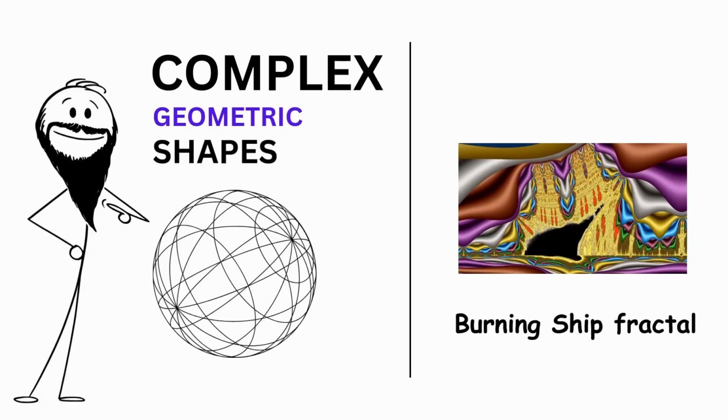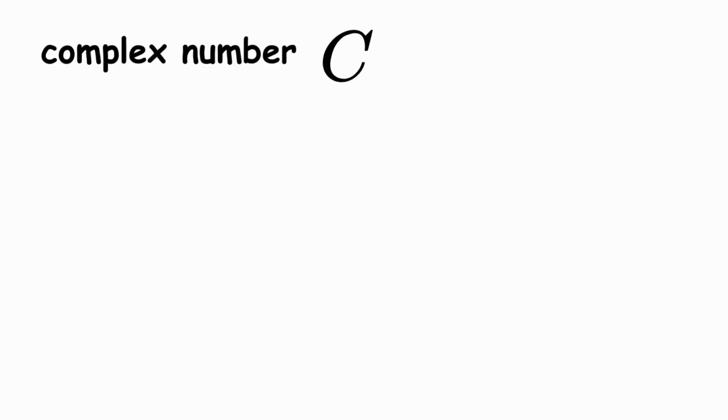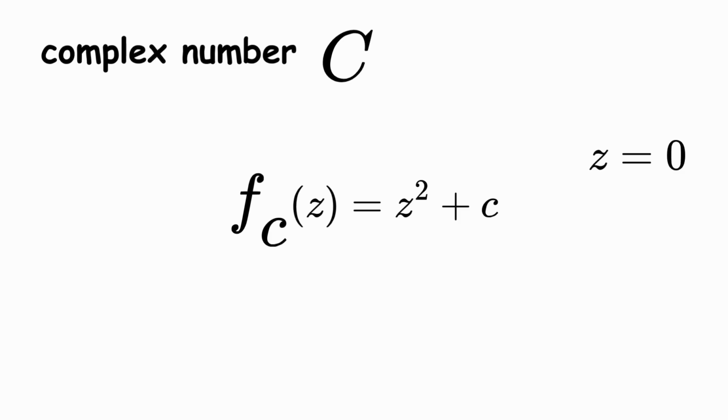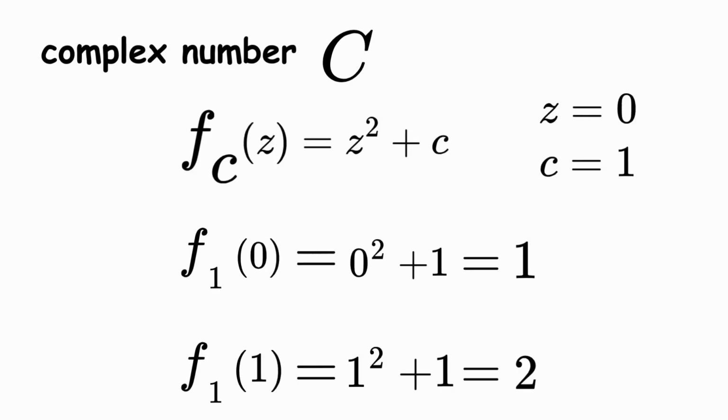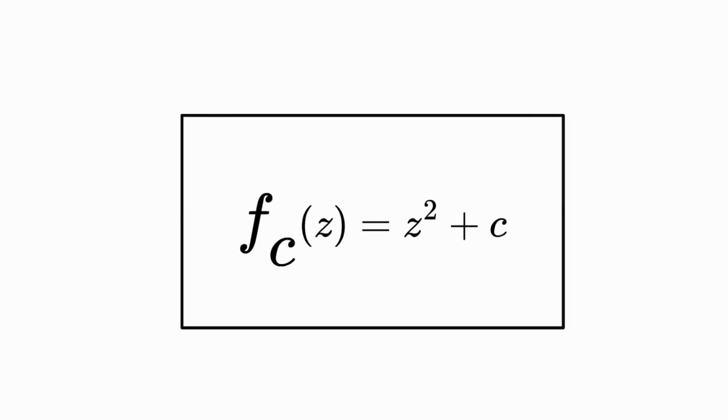Burning ship fractal. You may recall the definition of the Mandelbrot set from part 1. Just to quickly recap, we chose a complex number c, and we defined a complex function f_c with the equation f_c(z) = z² + c. Starting with z = 0, we applied this function over and over again. If we got a sequence that didn't diverge to infinity, then we included the number c as a member of the Mandelbrot set. The burning ship fractal is defined in a very similar way.